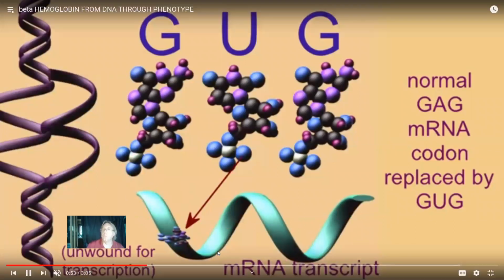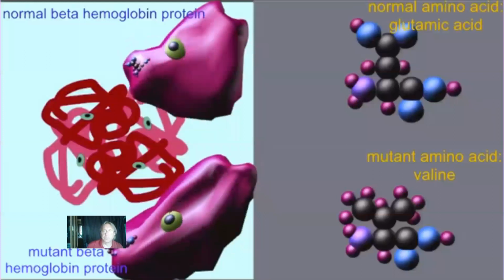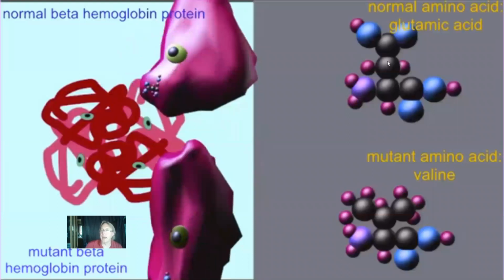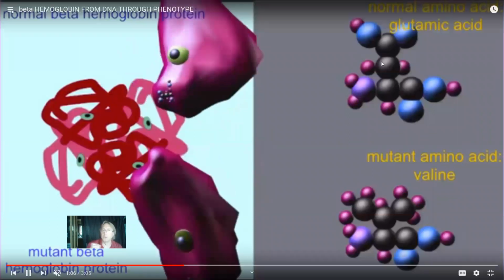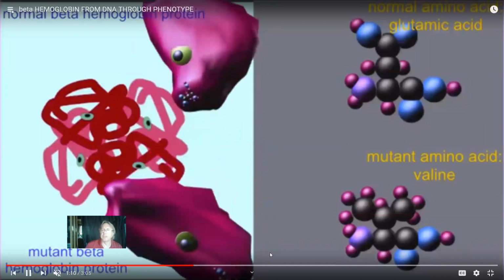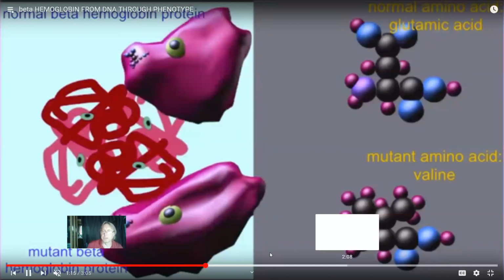And then when we build a protein following the instructions, the tiny molecules which make up the protein, the amino acids, will then be changed. So instead of the glutamic acid, which is the normal amino acid at a specific spot, then with the mutation, the amino acid valine results instead.